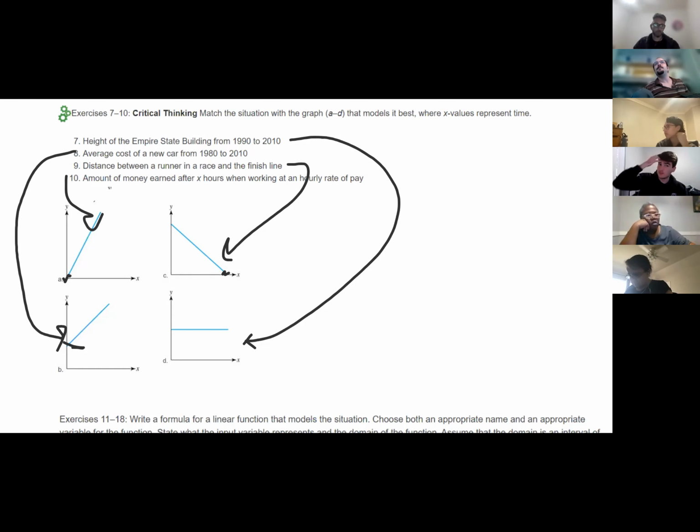The next thing is what? Distance between a runner and the finish line. We're starting away from the finish line and we get closer to the finish line and we hit the finish line.